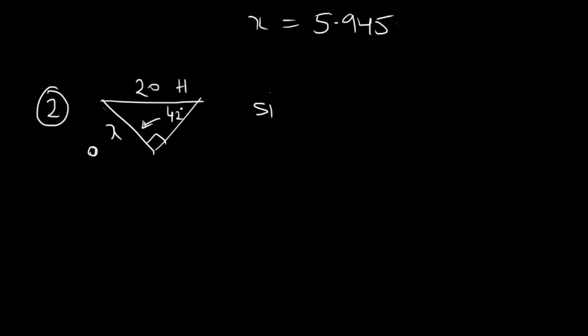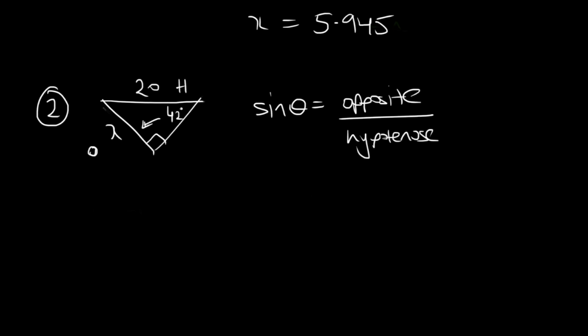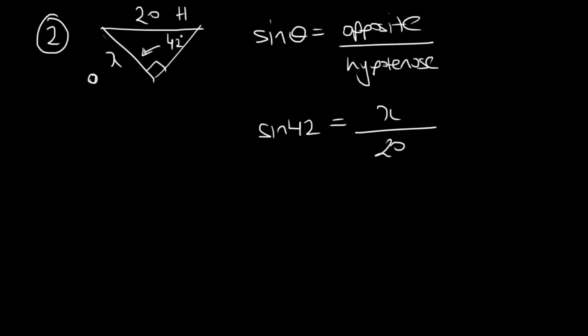So I have sine theta is equal to opposite over hypotenuse. Okay, now again, my theta is going to be the angle that I'm given, so it'll be 42. So sine 42 is going to equal the opposite, the missing side that I have, x, over the other side that I'm given, 20. Now, very similar to the previous question, I just need to multiply this across, and I'll get my x as 20 sine 42 degrees.